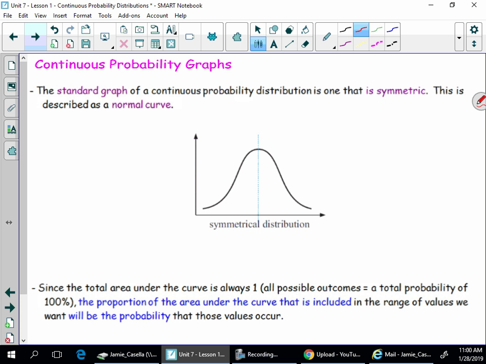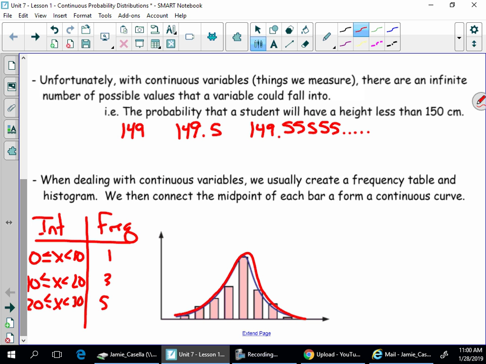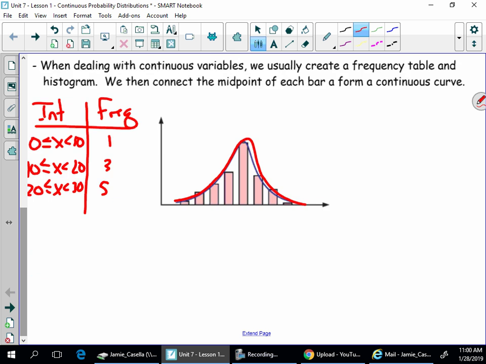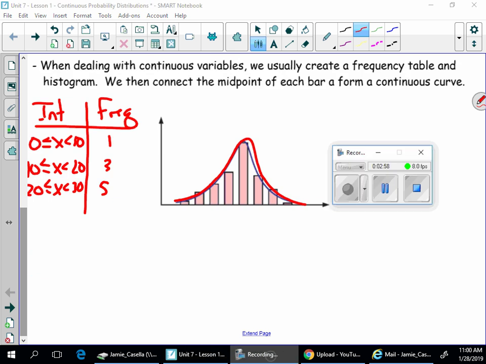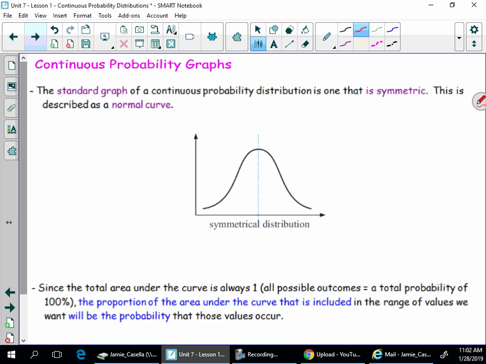Actually, hang on, I'll go back one second. So let's talk about that graph. There's going to be a variety of continuous graphs. We'll start with what I consider the standard one, a symmetrical graph. We call this the normal curve, and we'll spend more time with that later on in this unit.